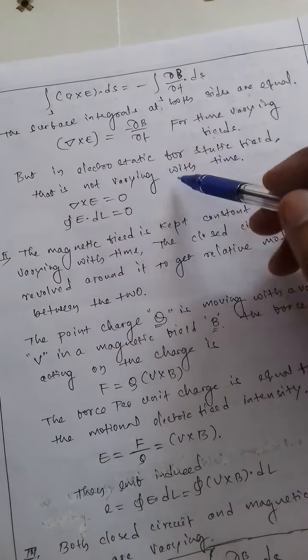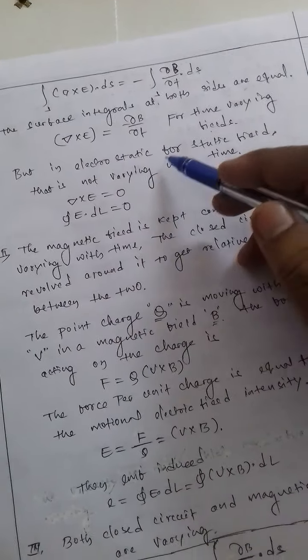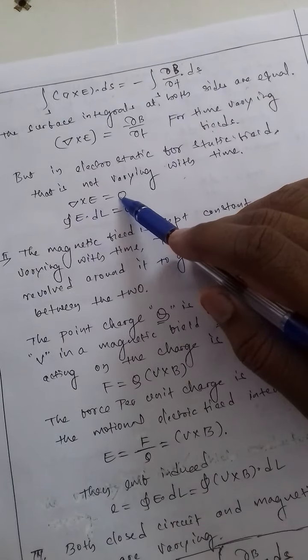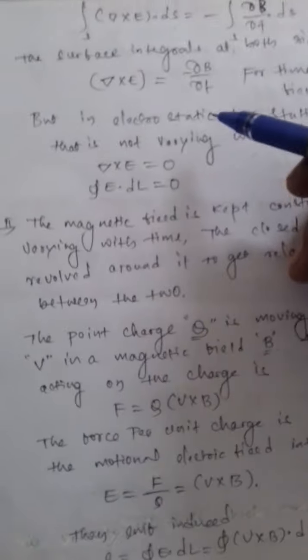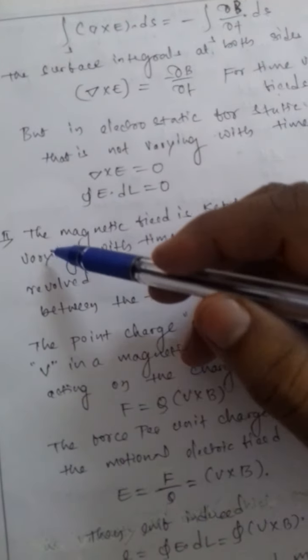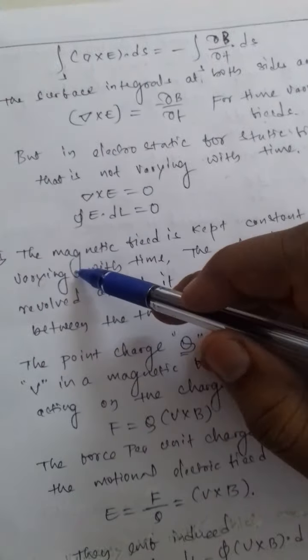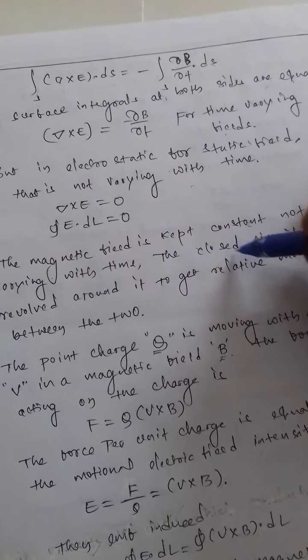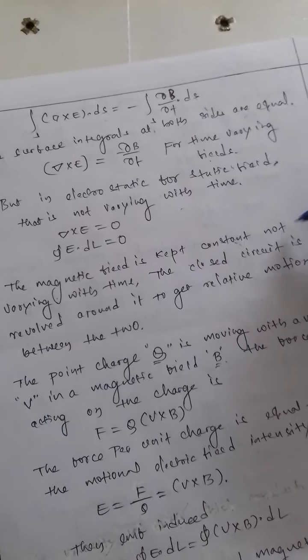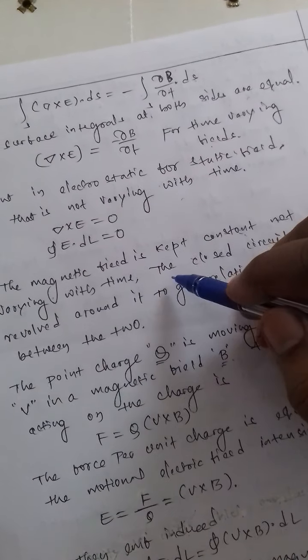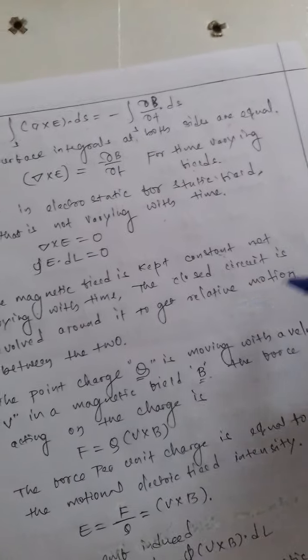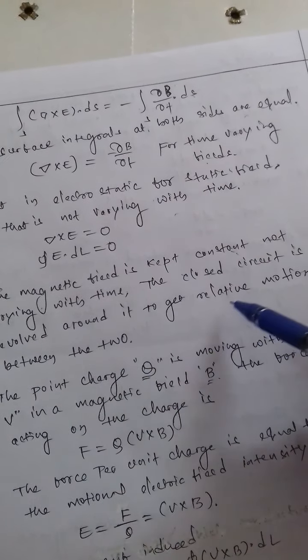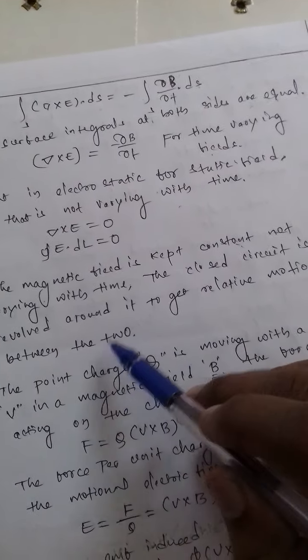But in electrostatics, for the static field that is not varying with time, del cross E is equal to 0 and closed integral E dot dl is equal to 0. The magnetic field is kept constant, not varying with time. The closed circuit is revolved around it to get the relative motion between the two.